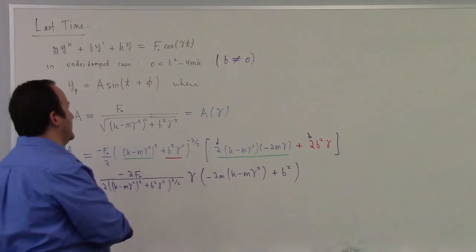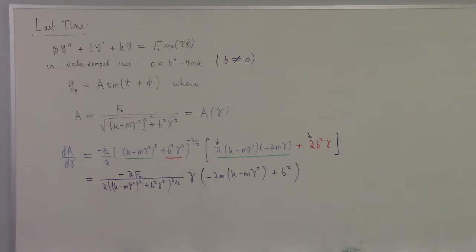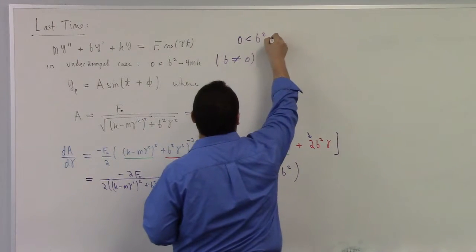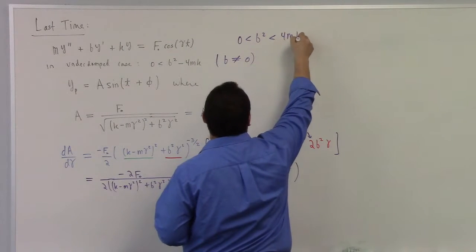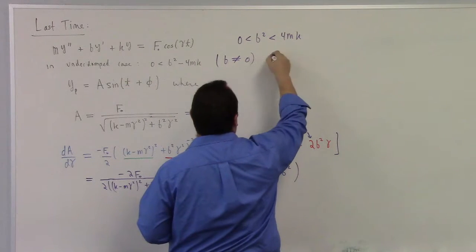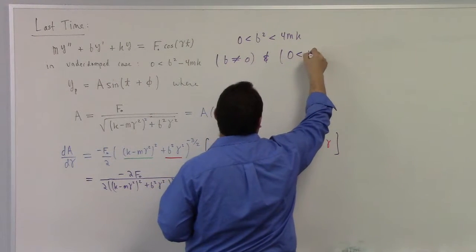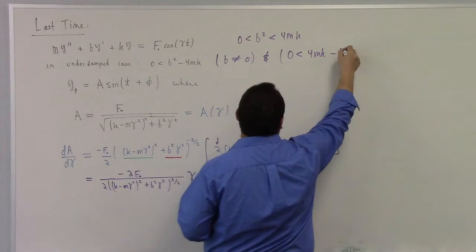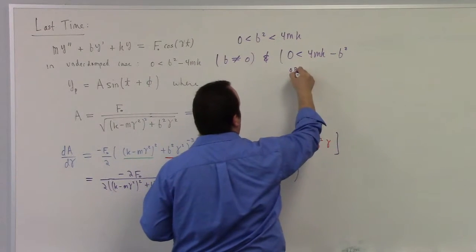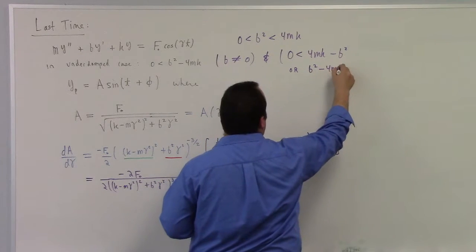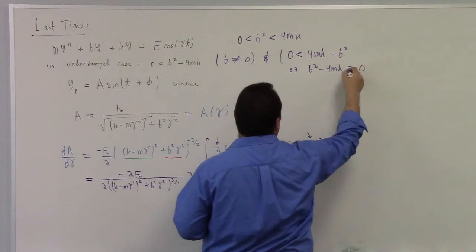I'm not sure how clearly that's been stated. I may have stated that wrong. You had something different in your notes, and I probably should have stuck with it. What was yours? 0 less than b squared less than 4mk. So this says that b is not equal to 0 and 0 is less than 4mk minus b squared. Or, if you prefer, b squared minus 4mk is greater than 0.